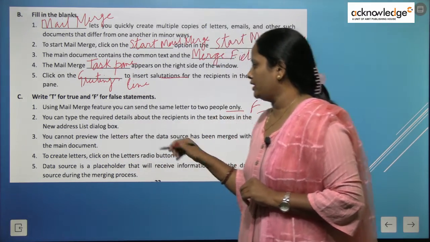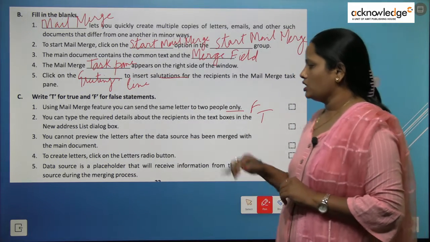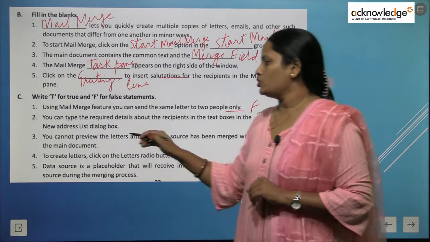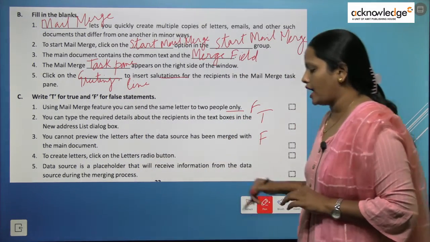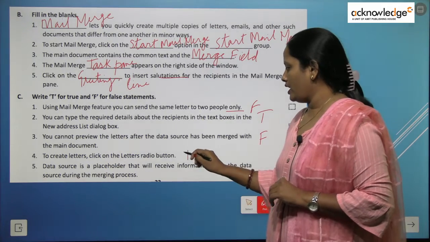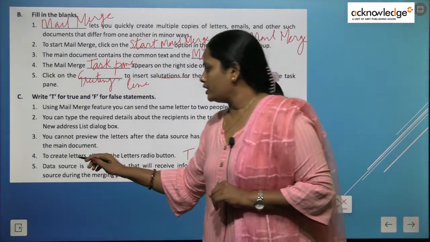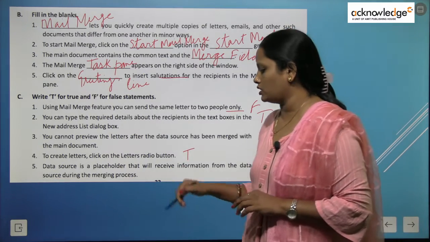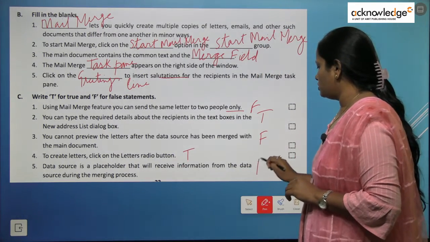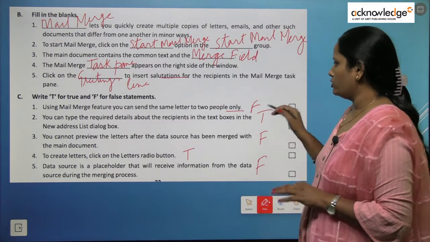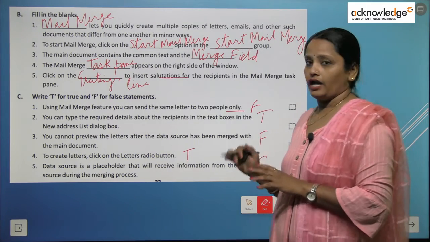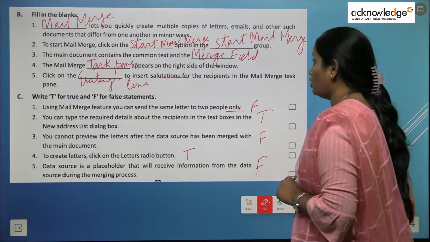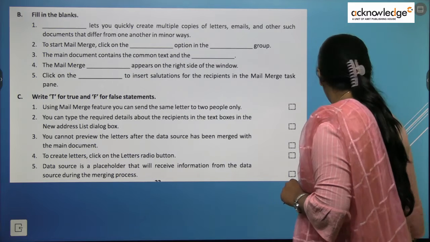You cannot preview the letters after the data source has been merged with the main document. This is false. To create letters, click on the letters radio button. Yes, this is true. Data source is a placeholder that will receive information from the data source during the merging process. This is also false. So first, third and fifth are false, and the rest two are true. I hope all have completed their work.